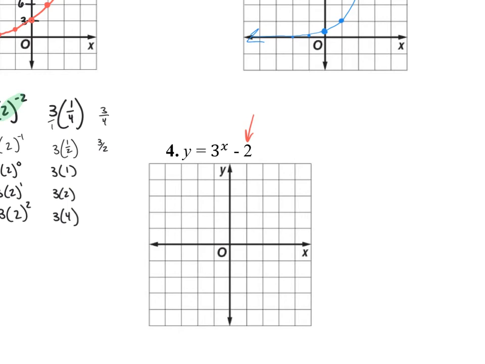Now, when it comes time for graphing this, we could make a table. You could plug it in by hand and do the exponent and then subtract it by 2. You can also type it in on your calculator and graph it that way as well. And regardless of which path you choose, once you go to make your table, you'll see that you get these values.